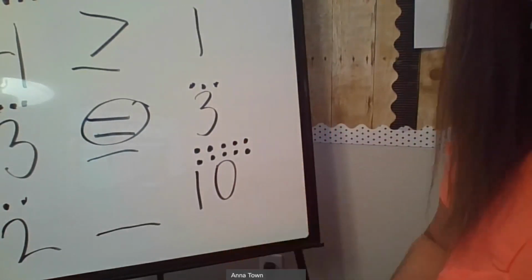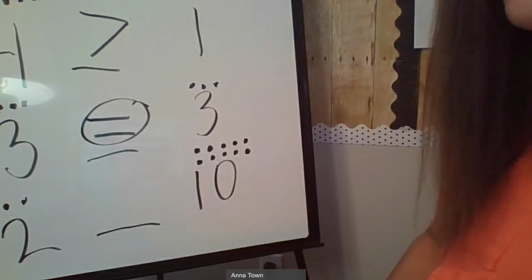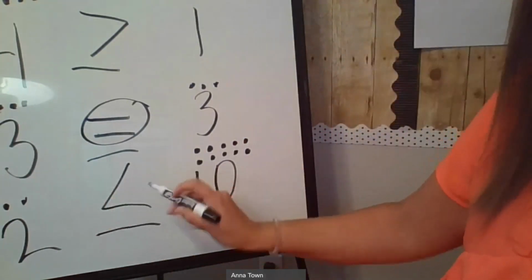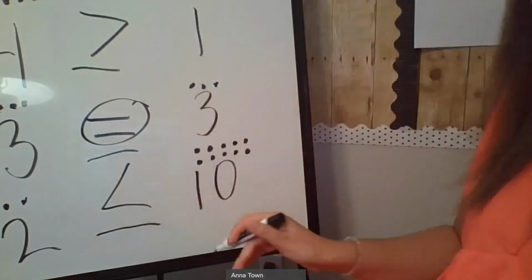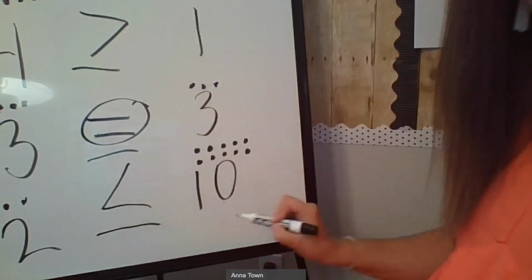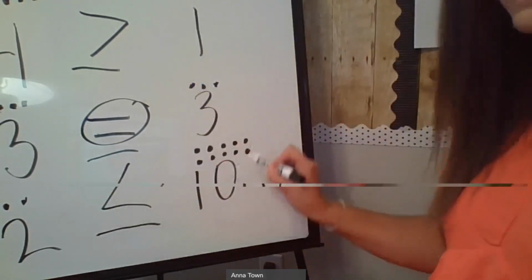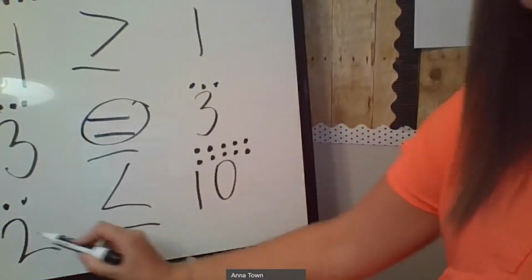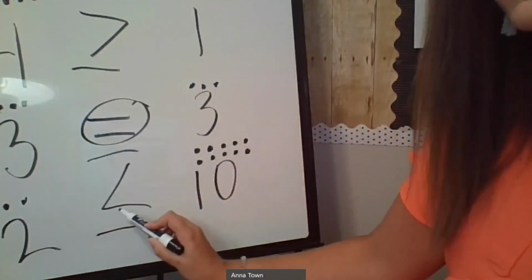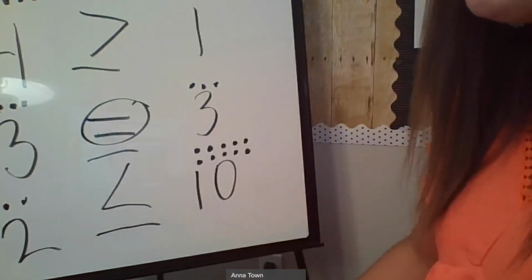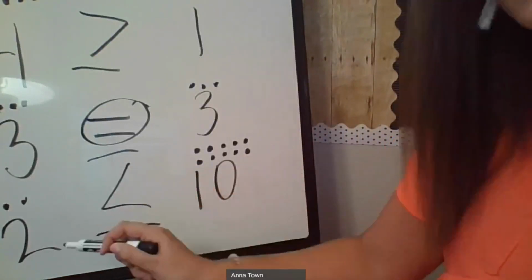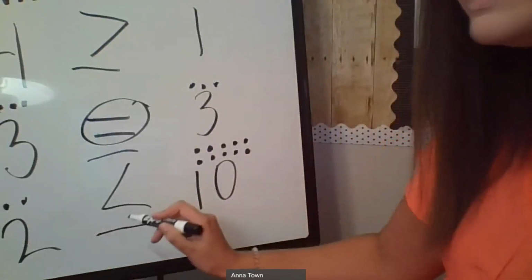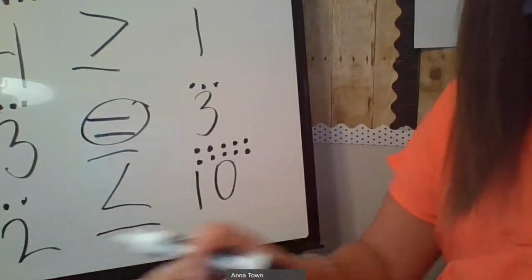Okay, what is 2 compared to 10? Hopefully you said less than. That means our sign, the open part, the mouth I call it, is pointing to the second number because the second has more than the first. So how we would read this is 2 is less than 10. Remember, we would not say 10 is greater than 2. No, we read left to right. 2 is less than 10.